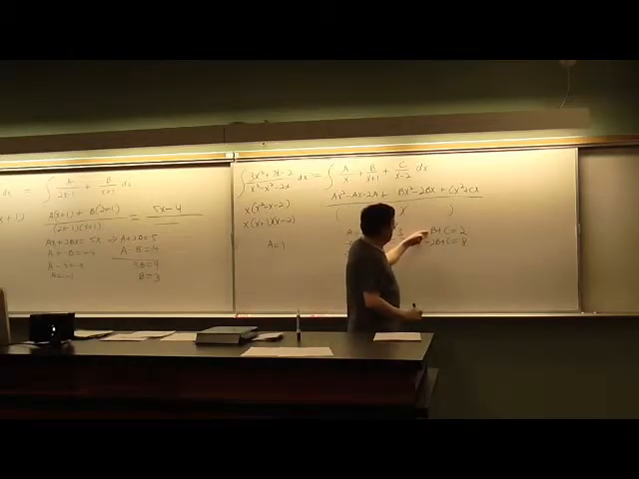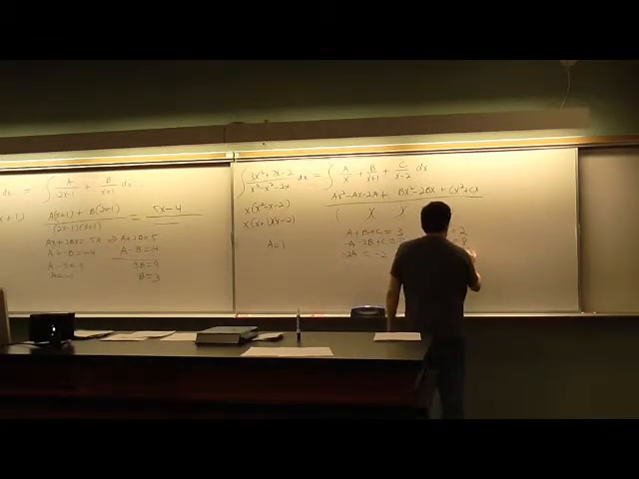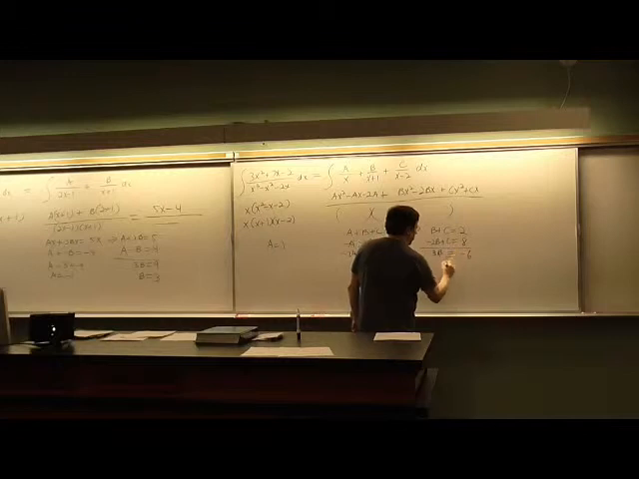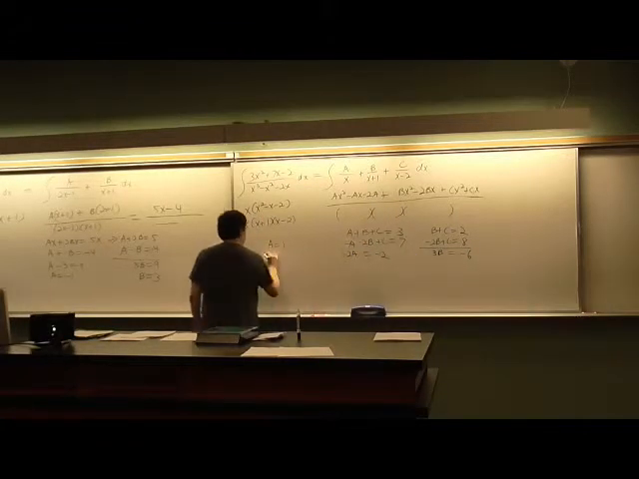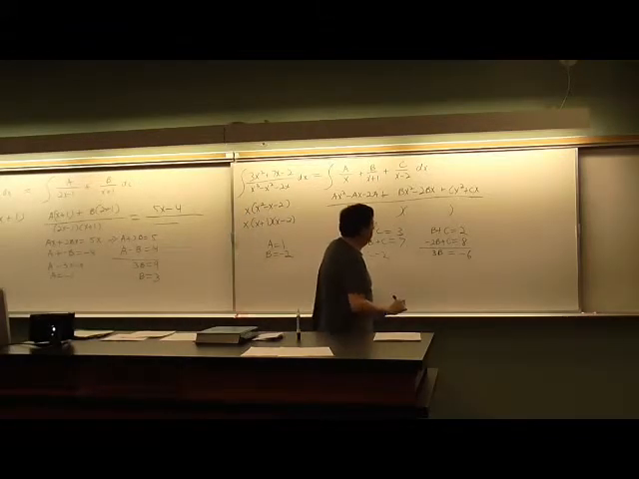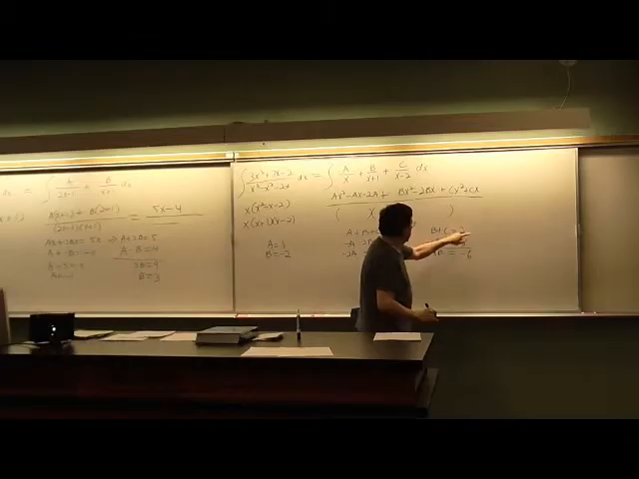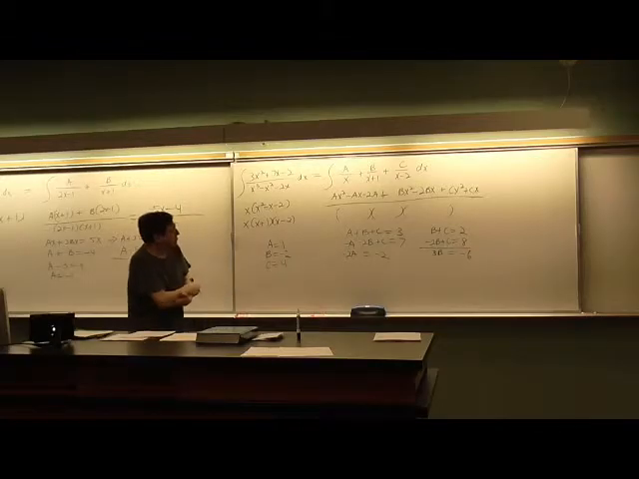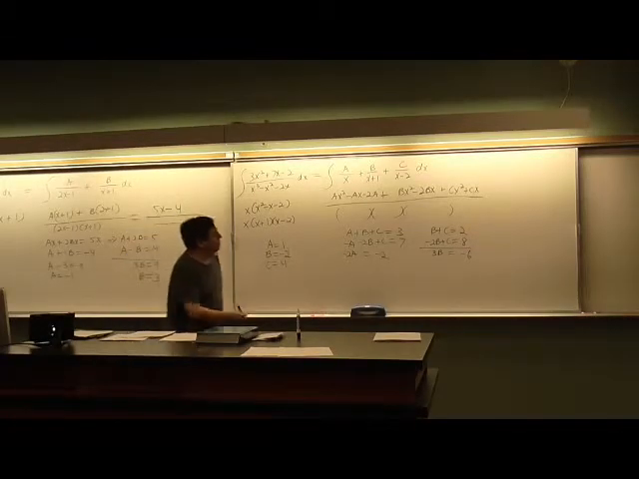So I'm going to take this equation and subtract this equation. I'm going to get negative 6 here. That goes to nothing, and I get 3b here. Now I know that b equals minus 2. And if b equals minus 2, c has to equal 4. Okay?